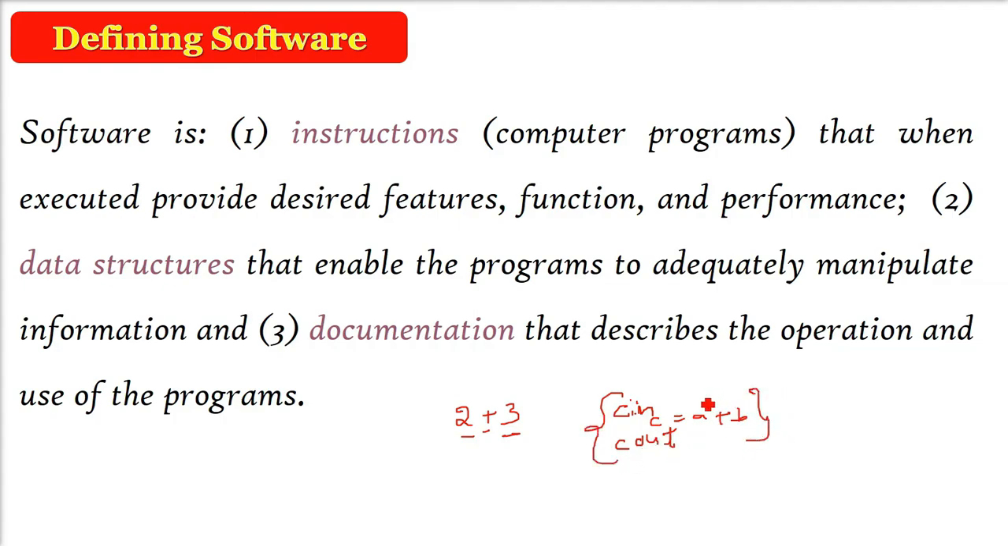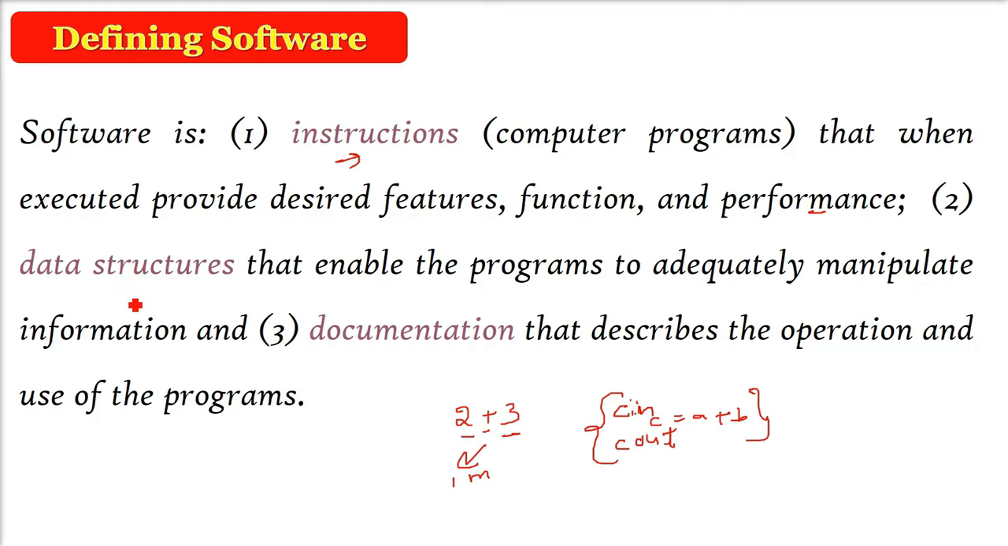So these instructions, computer programs, when they execute, will provide the desired features, function, and even the performance. 2 plus 3, how much time does it take? Say 1 millisecond, 1 nanosecond, 1 minute. So these instructions are certain code programs that will provide the feature, function, performance for what it is written.